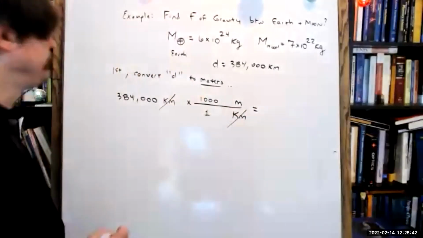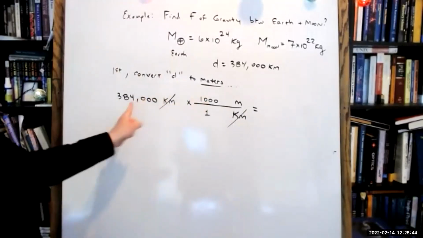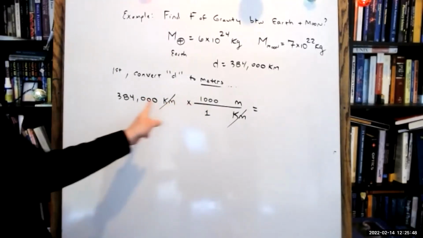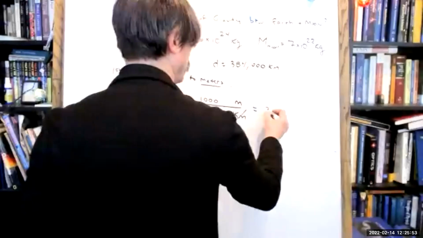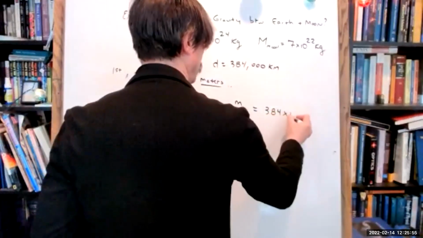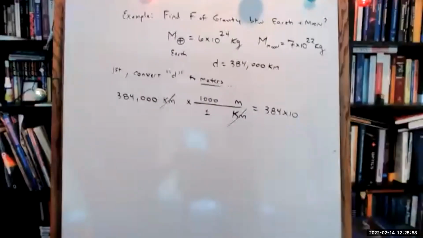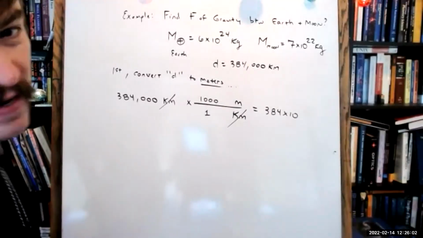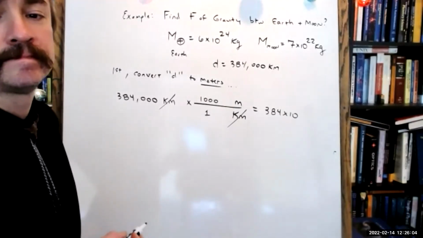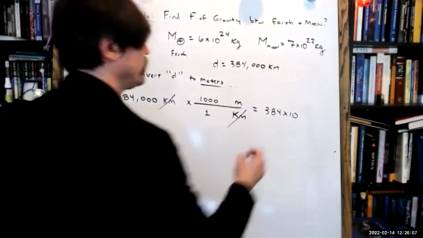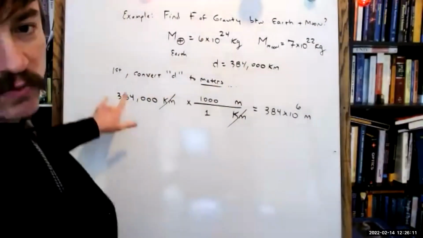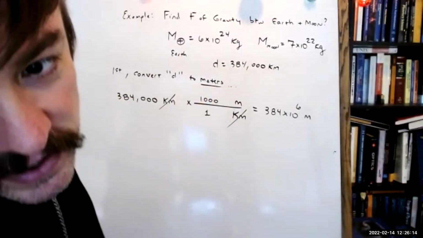Can you do this in your head? Zeros. I'm pretty sure we just add the zeros from 1,000. How about 384? Oh, scientific notation, because it's bigger than a million, right? Yeah, it'll be 10 to the 6, I believe. That's right. 384 million. You can just write it like that. We'll leave the 384 and then we'll pack the zeros into 10 to the 6.